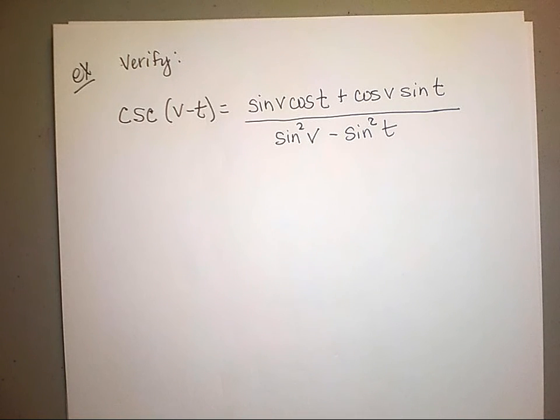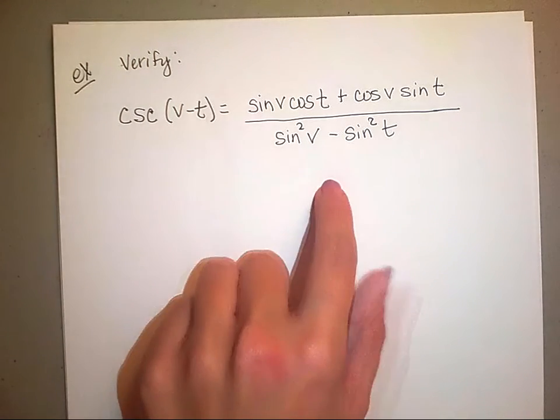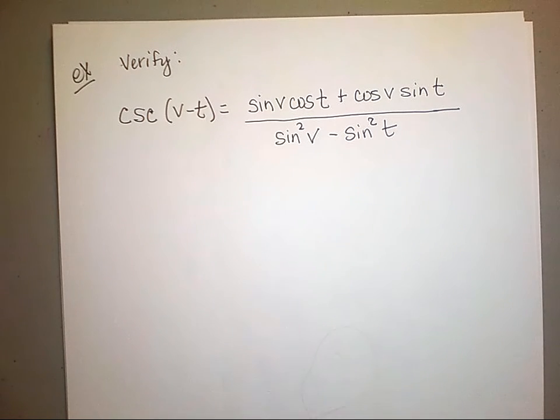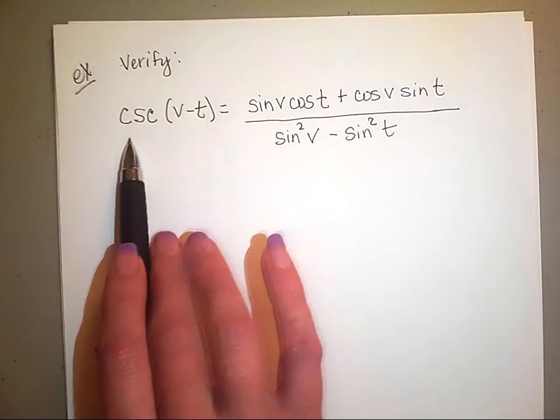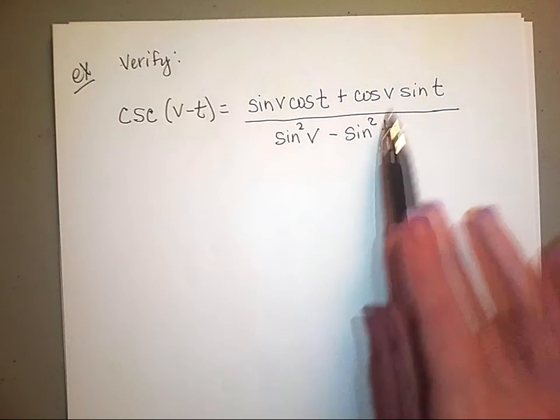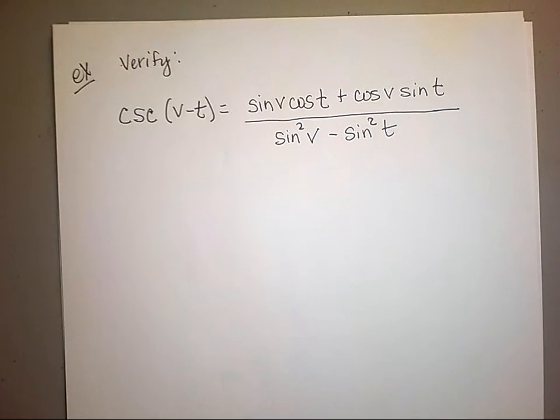Remember, when we're working with identities and we're asked to prove this, we can do it in a couple of ways. We can either pick the left-hand side and work towards the right, or take the right and work towards the left. We don't work both sides at the same time. So I'm debating which place we should start with here.